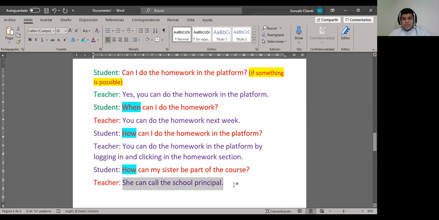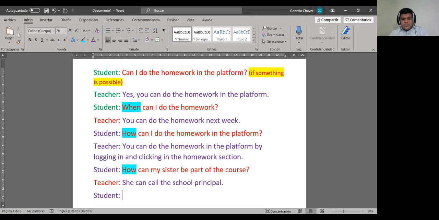Let's see. Then, how can my sister be part of the course? She can call the school principal, right? And the person is providing information using can for information. She can call the school principal. Now the student has some information. And as you are going to see here, we can interchange or incorporate yes, no questions and WH questions with can. Then after the person knows, hey, she can call the school principal.